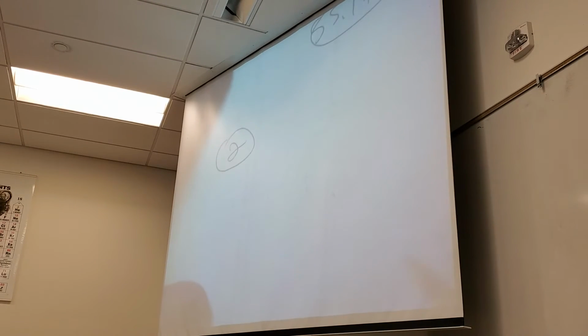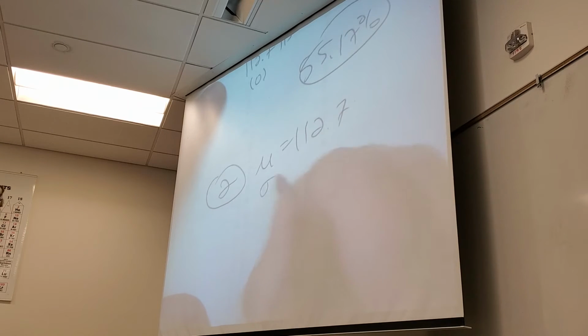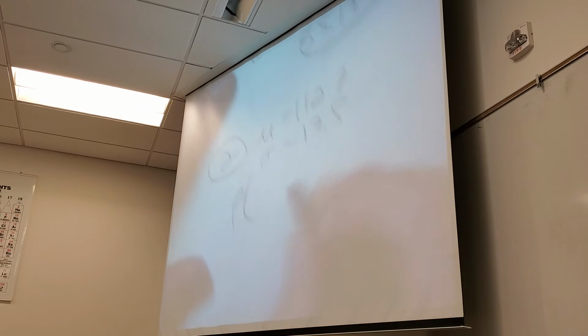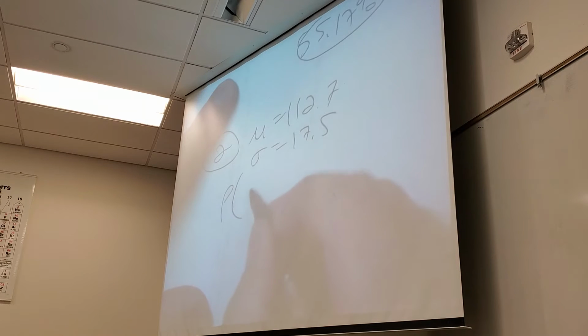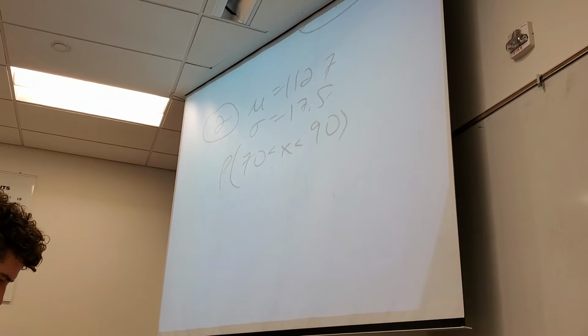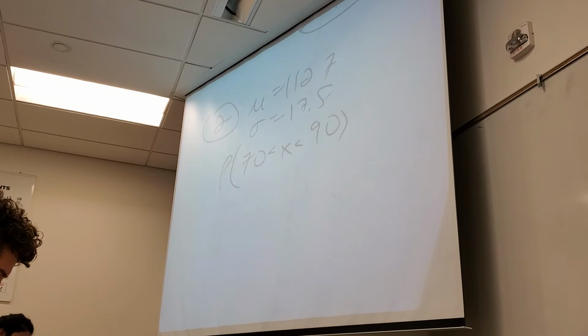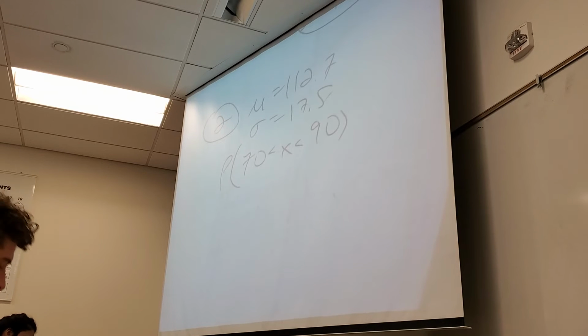So let's do one more, and then I'll hand out this handout. Same situation. Mean is 112.7, standard deviation is 17.5. But now I want the probability that it's between, what, Jeff? I don't know, 70 and 90. Yeah. Did we finish that one? Yeah, we did.